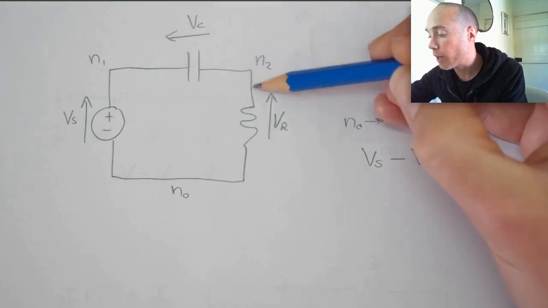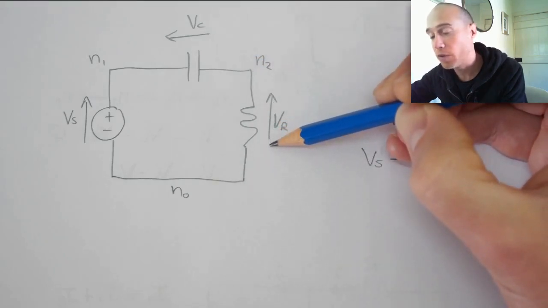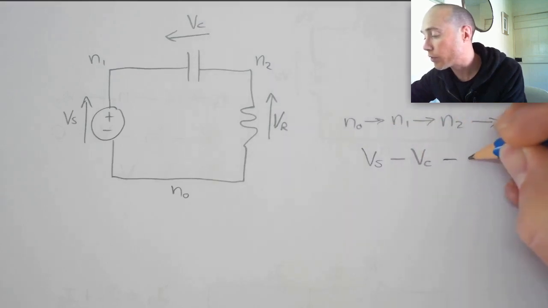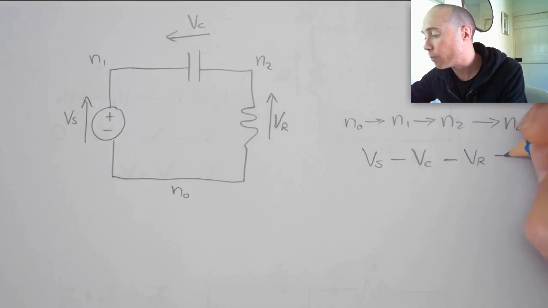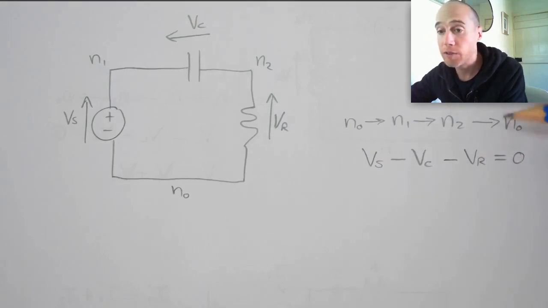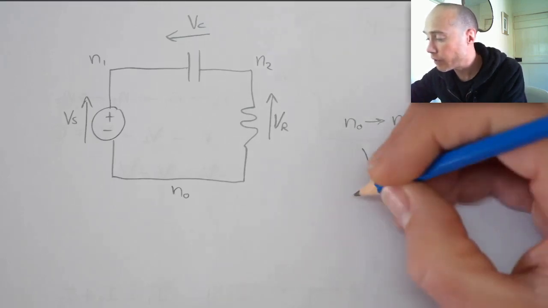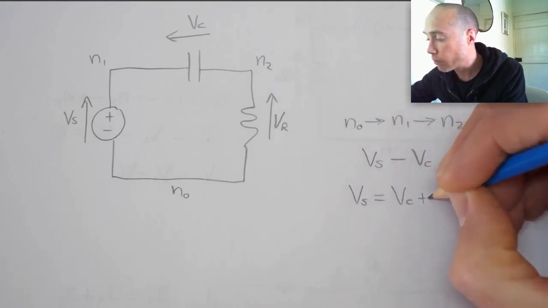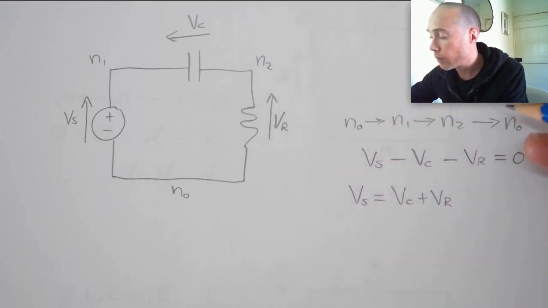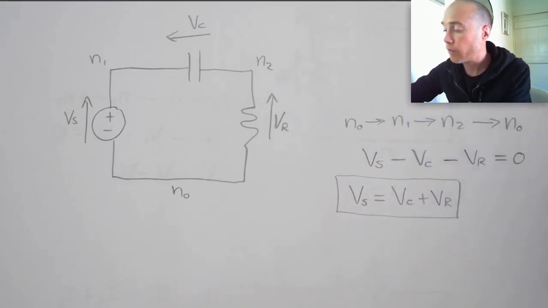And when we move from N2 down to N0, again, we're going counter to the direction of the arrow of Vr. So it's going to be minus Vr. And these three all have to add up to 0, so we wind up at the same voltage that we began at. So rearranging this, we're trying to get Vs in this case. Vs is equal to Vc plus Vr. So this is the formula that I'm going to use to calculate Vs.